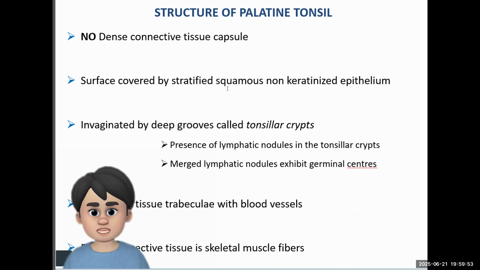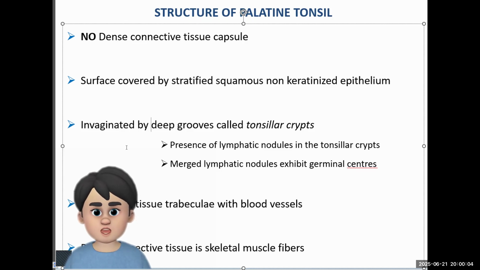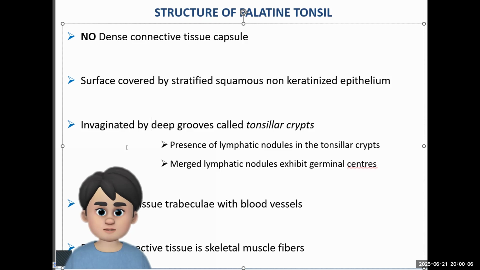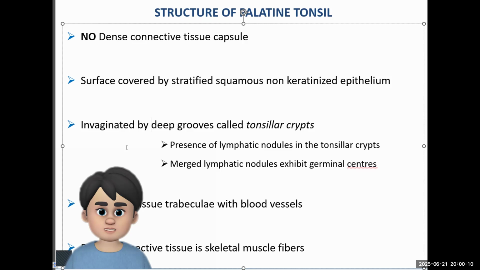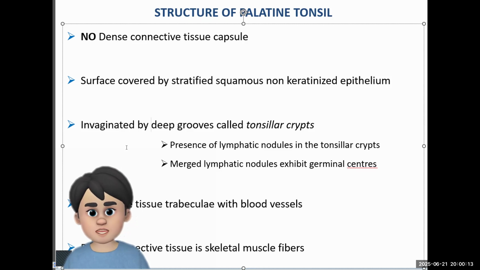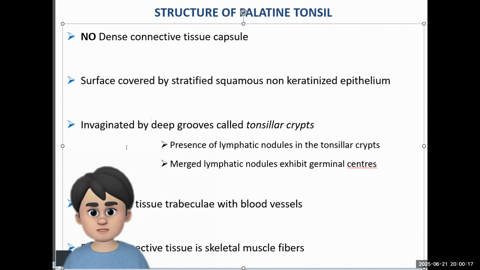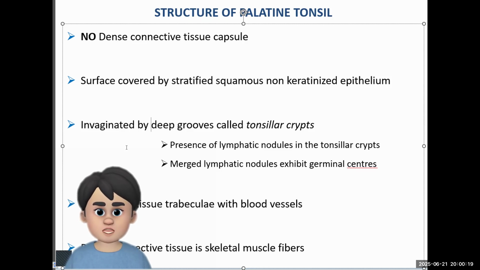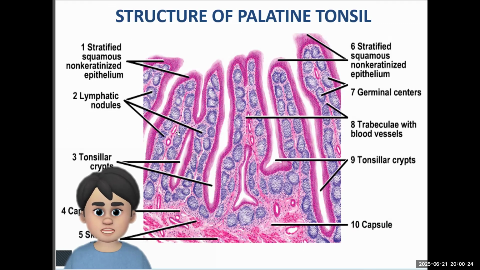Structure of the palatine tonsil: a dense connective tissue capsule, surface covered by stratified squamous non-keratinized epithelium. These are important. Inward deep growths called tonsillar crypts. Presence of lymphatic nodules in the tonsillar crypts. Merged lymphatic nodules exhibit germinal centers. Then connective tissue trabeculae with blood vessels. Below the connective tissue are skeletal muscle fibers.